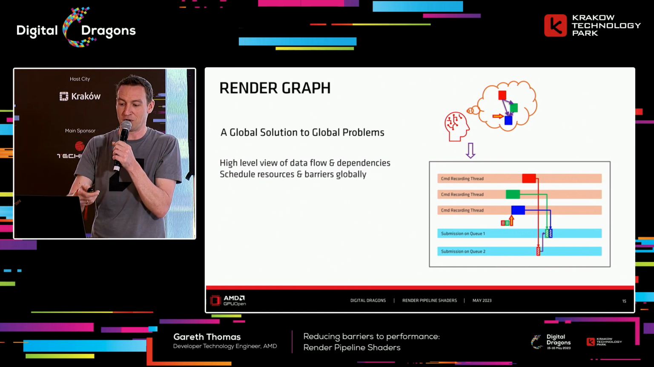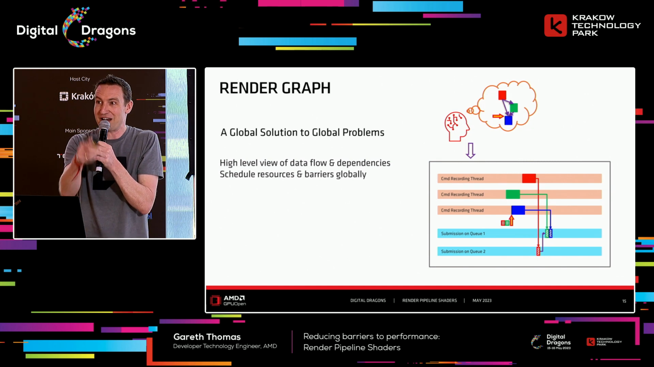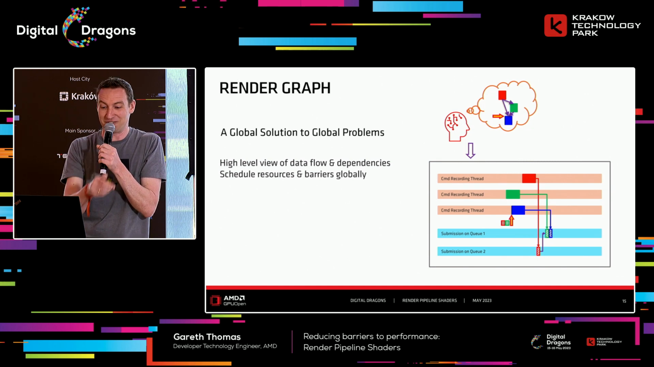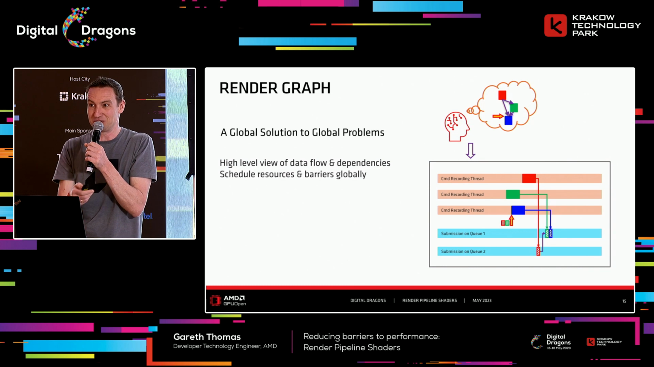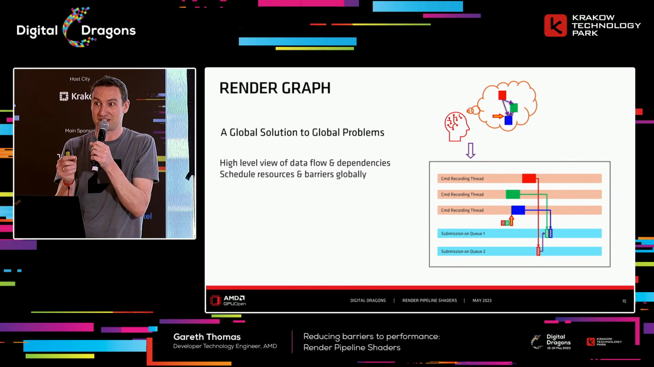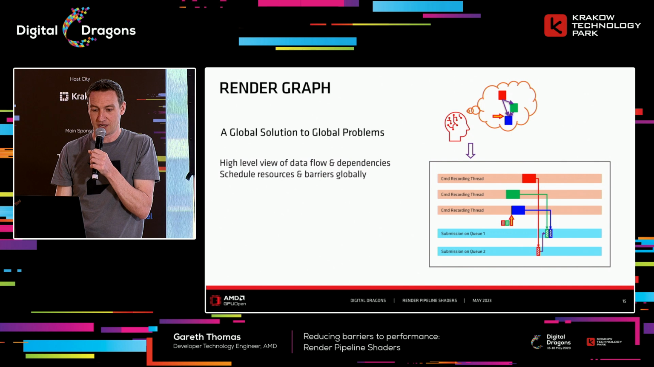So for example, for the blue workload, my graph has already figured this out. It already knows that it's dependent on the other two resources, so it can set the perfect states for that. So there we are. We've solved the problem.